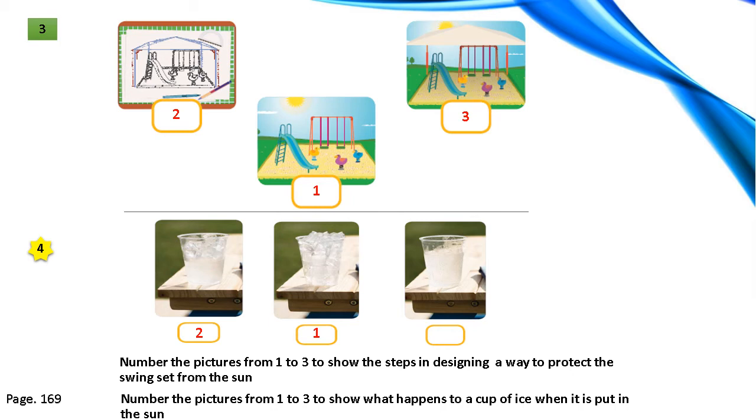Then, let's write number 2 under the picture on the left side. Here we can see that the ice has started to melt. And finally, let's write number 3 under the picture on the right side. And here we can see that the ice melted completely. And what causes changes in the cup of ice? What do you think about that? Very good. It is the heat from the sun.